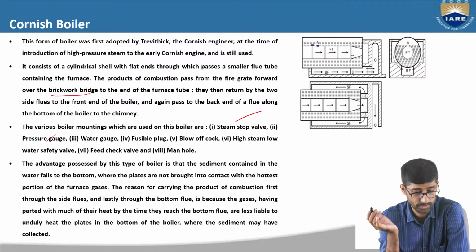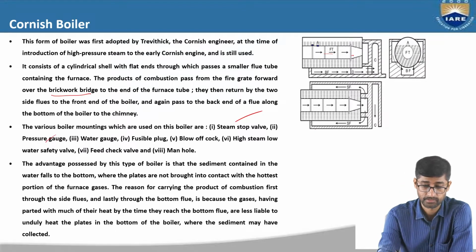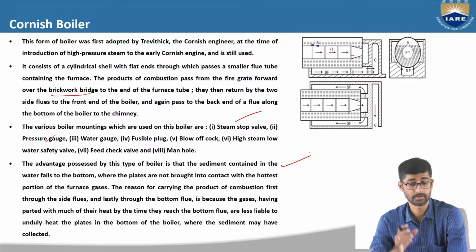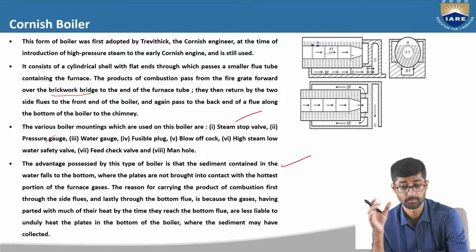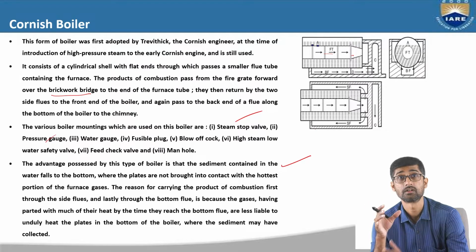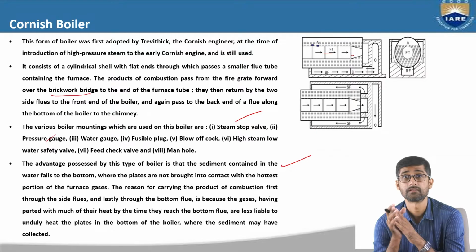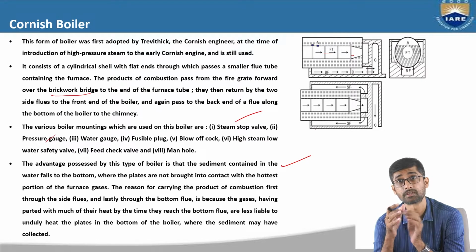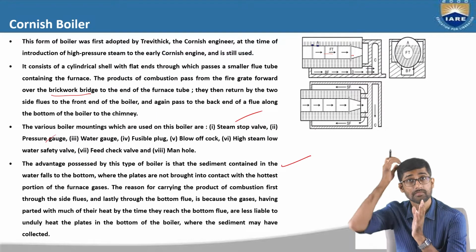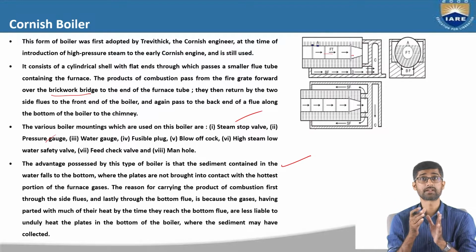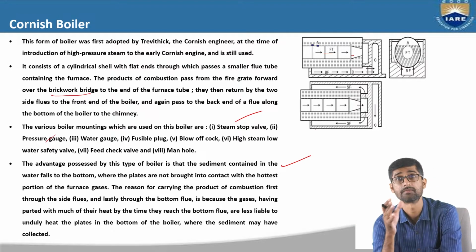And the advantage possessed by this type of boiler is that the sediment content in the water falls to the bottom, where the plates are not brought into contact with the hottest portion of the furnace gases. The reason for carrying the products of combustion first through the side flue and lastly through the bottom flue is that the gases, having parted with so much of their heat by the time they reach the bottom flue, are less liable to unduly heat the plates in the bottom of the boiler where the sediment may have collected.